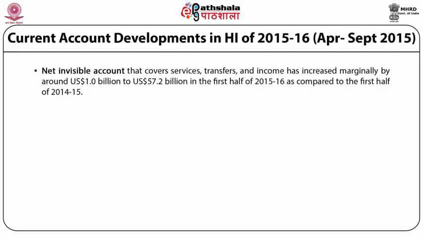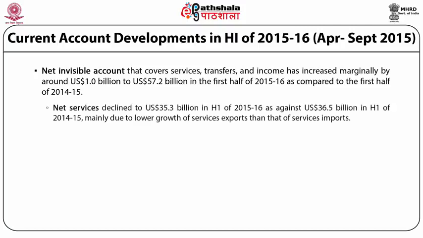Net invisible account that covers the services, transfers and income, has also increased marginally by around 1.0 billion US dollars to 57.2 billion US dollars in the first half of 2015-16 as compared to 2014-15. Its components, that is net services, declined in the first half of 15-16. They were 35.3 billion US dollars as against 36.5 billion US dollars in the first half of 2014-15.